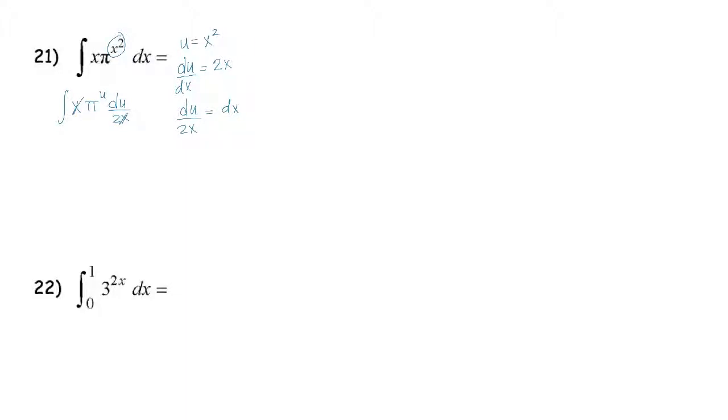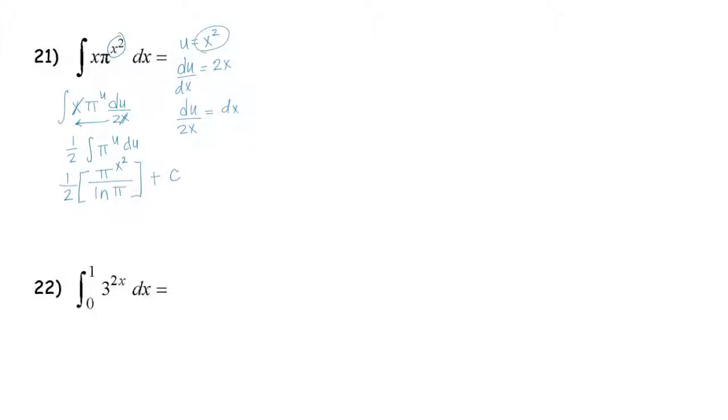Again, cancel the x's, move out that. So we have 1/2 the integral of pi raised to the u du. So that's going to be 1/2 times pi to the u, and we know u was originally x squared, so pi raised to the x squared over natural log of pi, and then plus c.